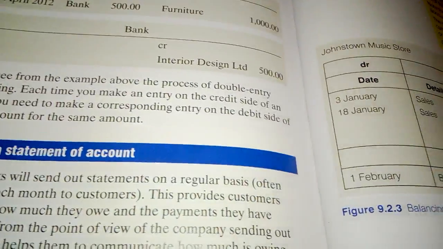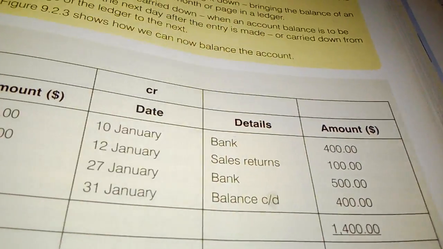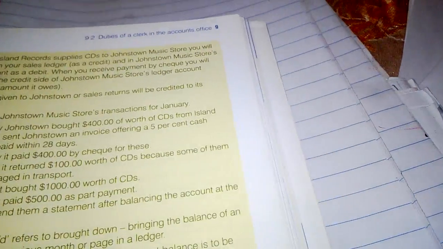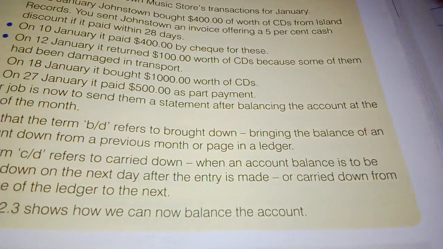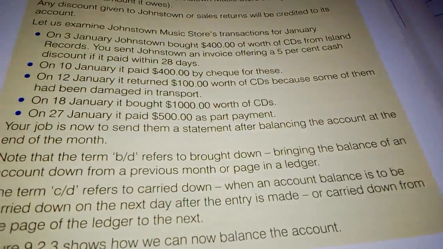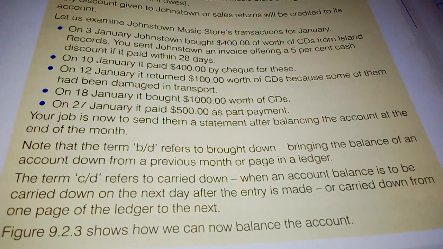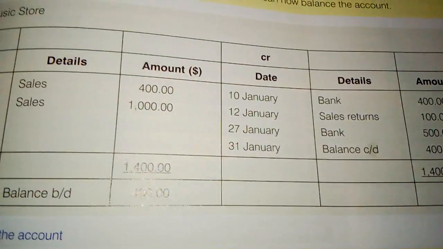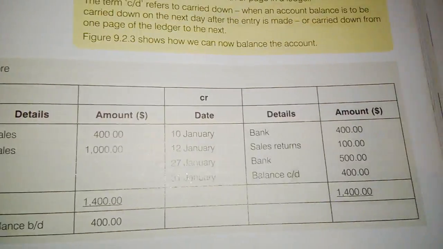So let us now look at the example that is in the book, and I want you to follow with me. I am on page 257 of the textbook. Now here they are showing a transaction between Johnstown Music Store and Island Records, right? And this is the scenario that they have here that I am showing you right here, so it is right there for you to follow. And then we have the account being recorded here at the bottom of the page. Sorry for blurring that right there.